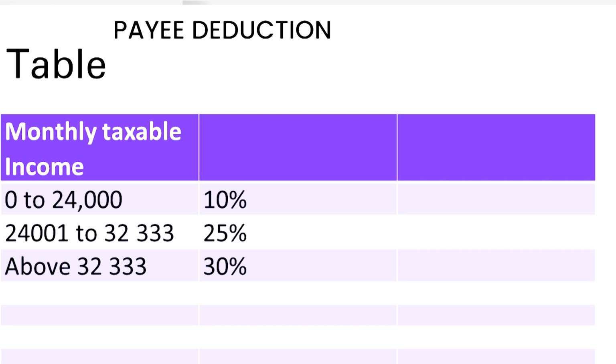NSSF, the employee is supposed to deduct 6% of his salary. It is remitted together with another 6% contribution by the employer. This is a saving that belongs to the employee. Upon retirement, you will be able to be paid back that money.